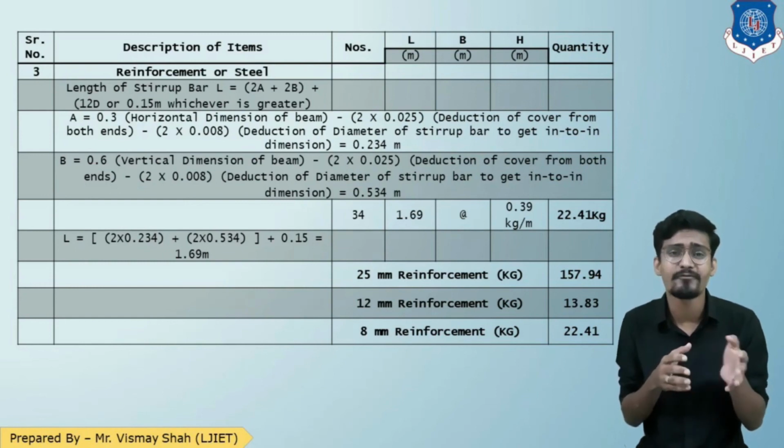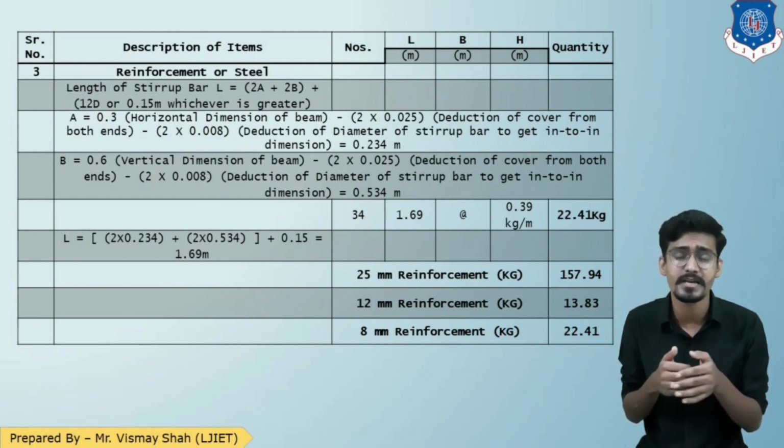Now putting that in the formula of the length, we'll get the total length of the stirrup bar as 1.69 meter. Numbers were 34. This is 1.69. Now d square by 162. 8 square by 162. That is 0.39 kg per meter. So we'll get the kg per meter. So we'll get the weight as 22.41 kg.